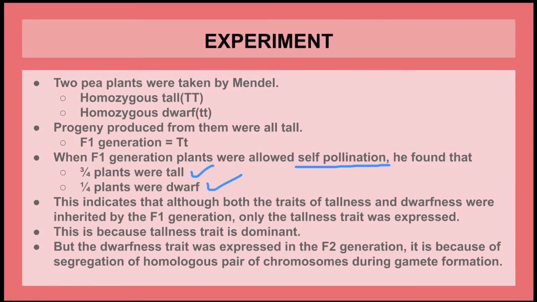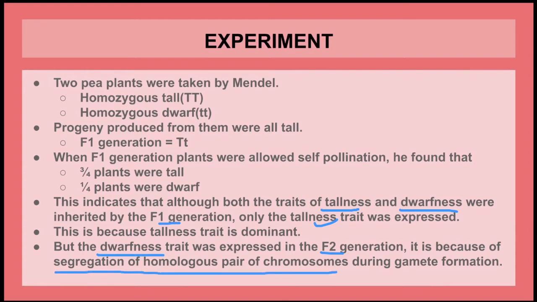This indicates that in the F1 generation, both the traits tallness and dwarfness were present, but still only the tallness trait was expressed as it was dominant. But in the F2 generation, the dwarfness trait was expressed because segregation of homologous pair of chromosomes took place during the gamete formation.